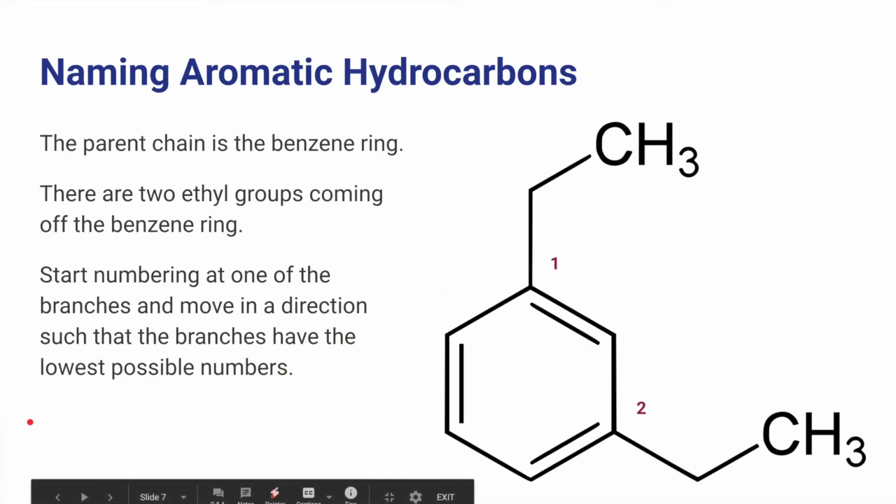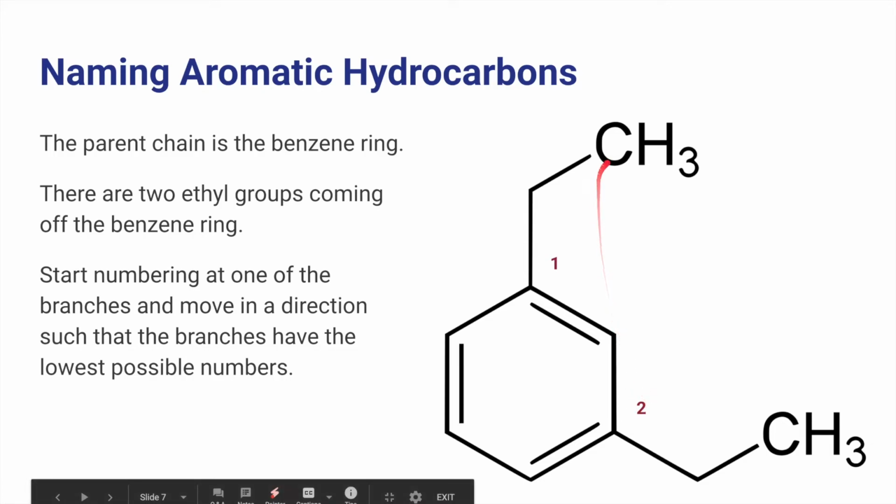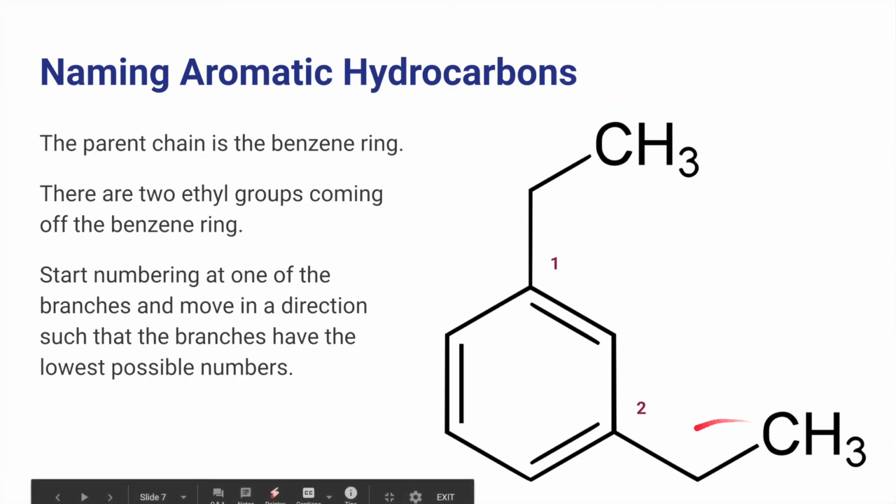How do we name aromatic hydrocarbons? Well, pretty simple. The parent chain is the benzene ring. So in this particular example, the parent is benzene, and I have 2 groups coming off of the ring at position 1, and this is wrong. That should say 3. So I've got 2 ethyl groups. So I've got 1 carbon here, 2nd carbon there. That makes this an ethyl group. And I've got the same group down here coming off of carbon 3.